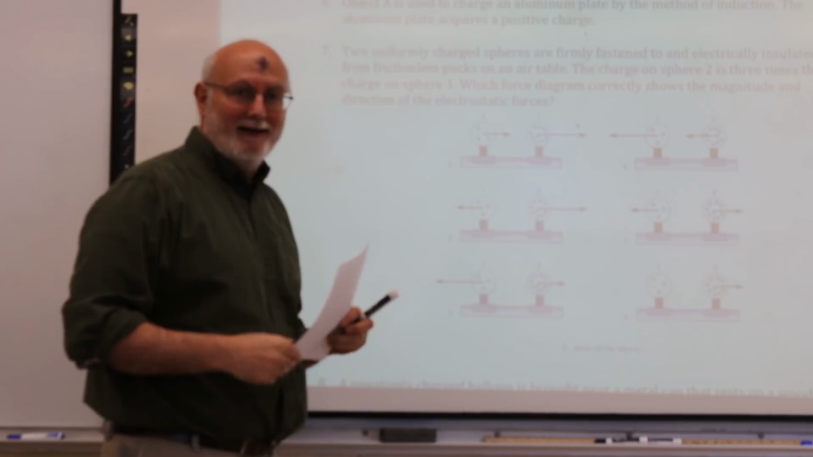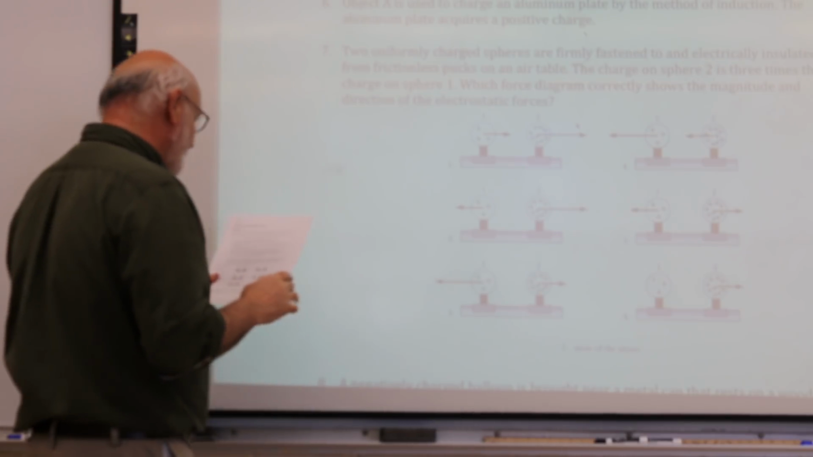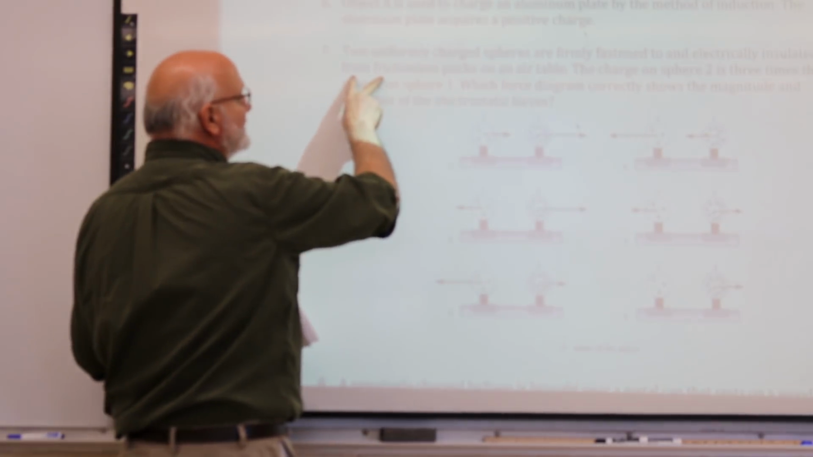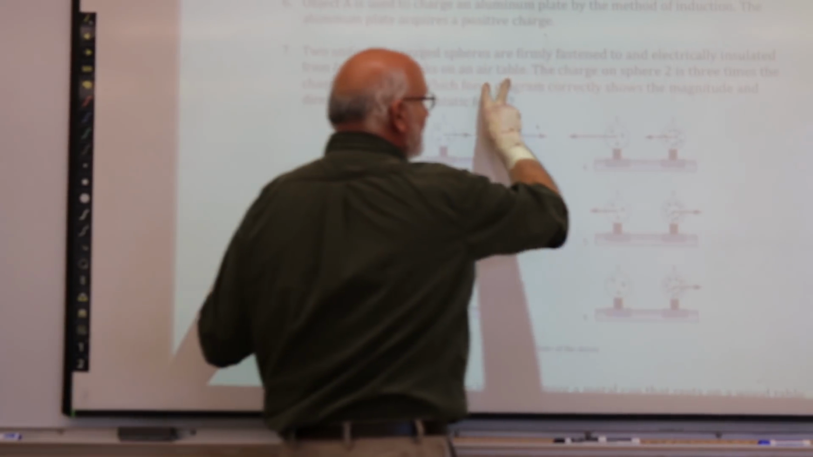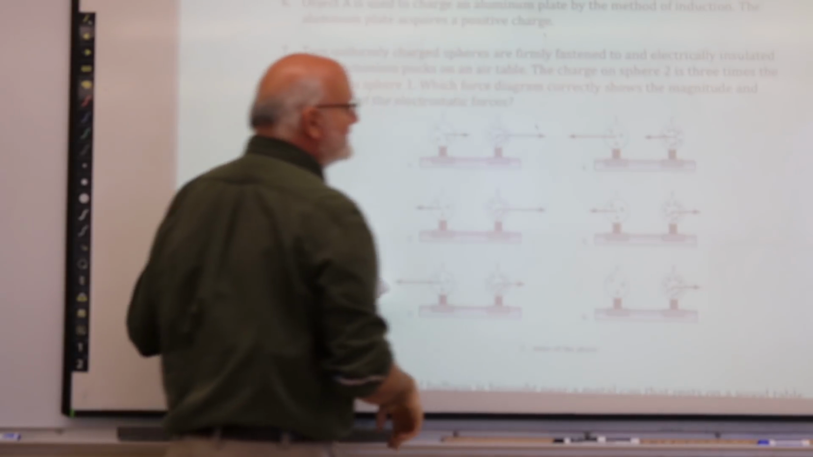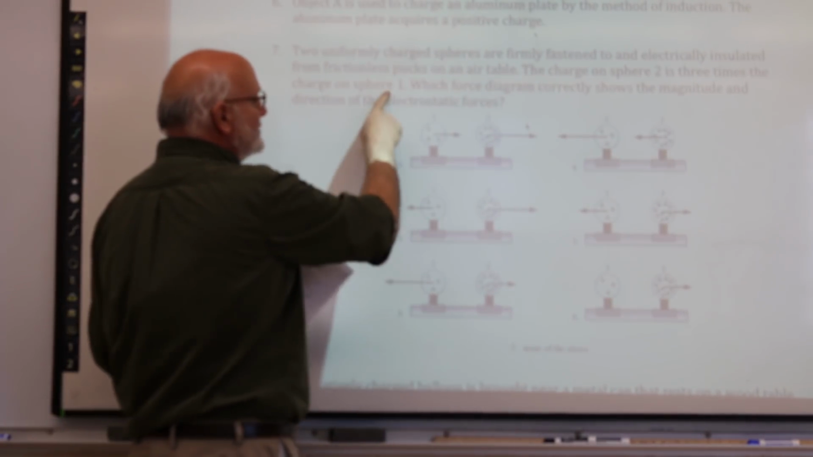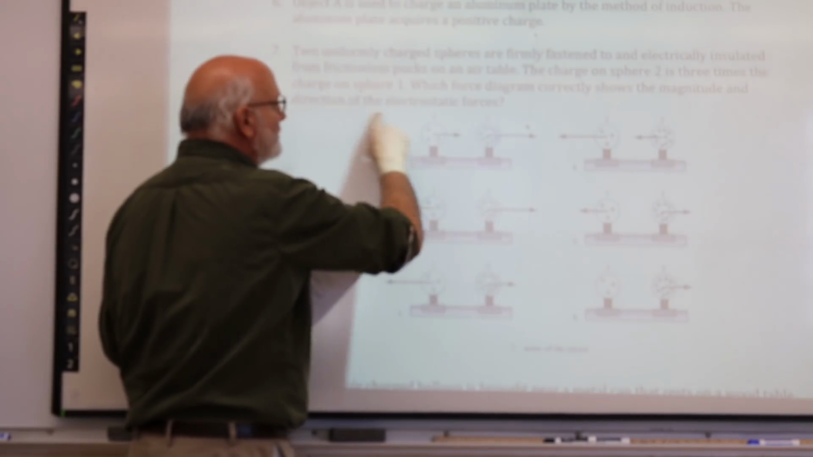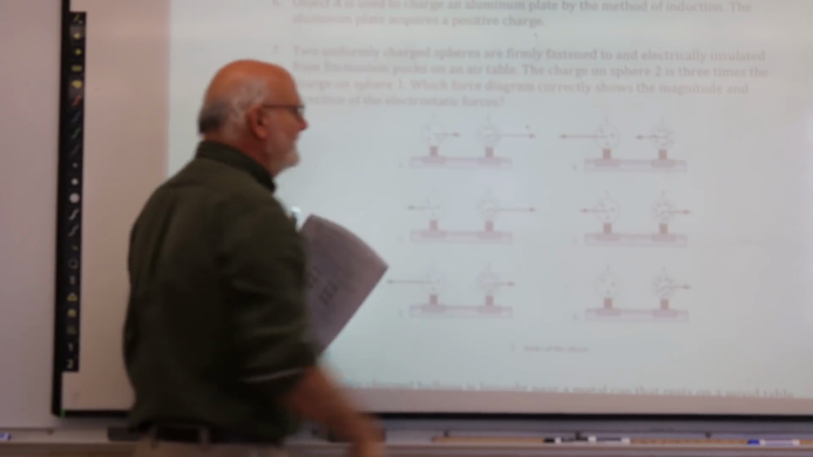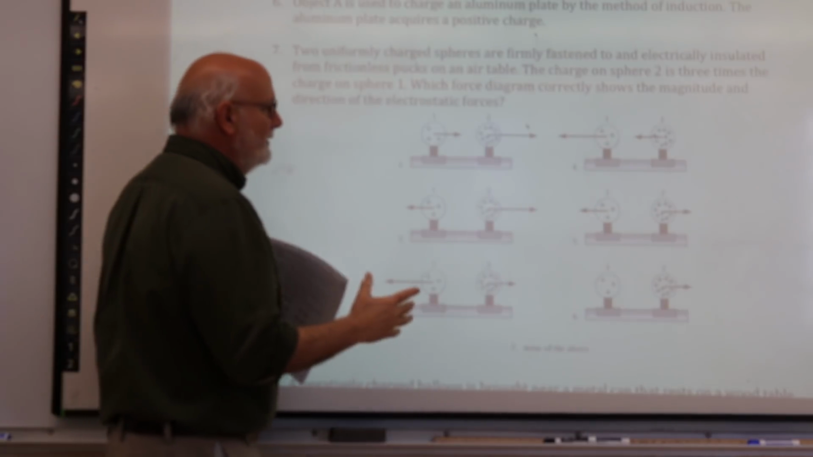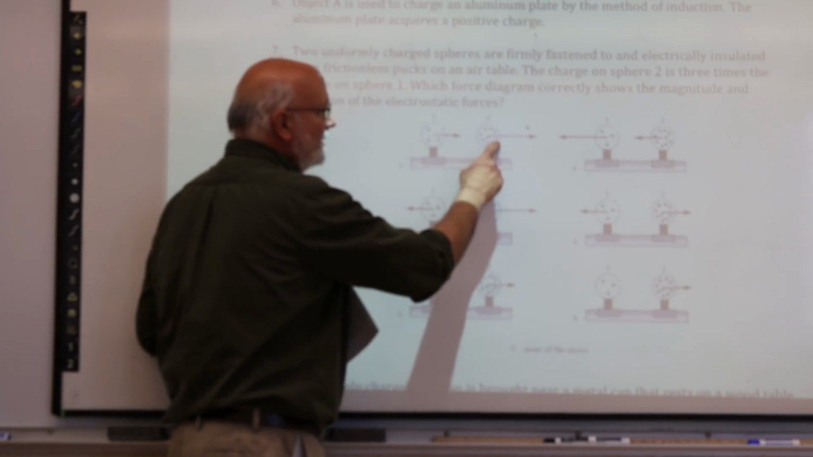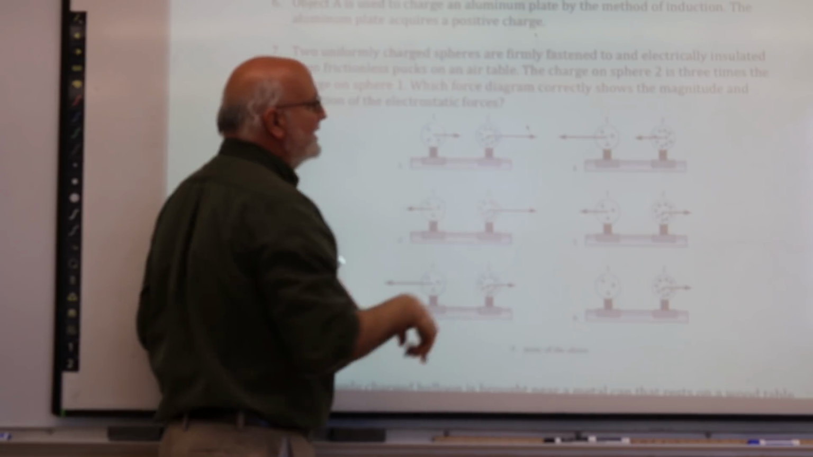Hey, we're back. Awesome. Two uniformly charged spheres are firmly fastened to and electrically insulated from frictionless pucks on an air table. That means they can move. The charge on sphere 2 is 3 times the charge on sphere 1. Which force diagram correctly shows the magnitude and direction of the electrostatic force? All right, as we take a look, here we go. This guy's cool because they're both being positives and that sort of stuff.